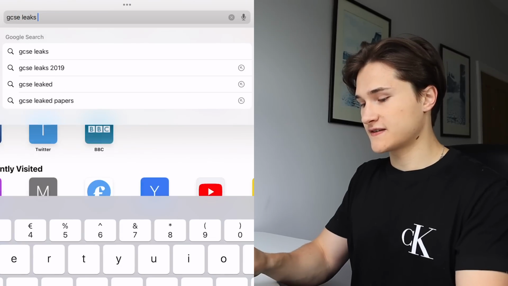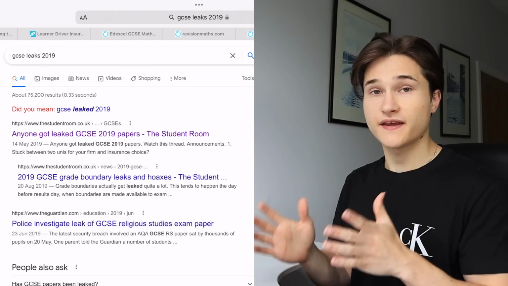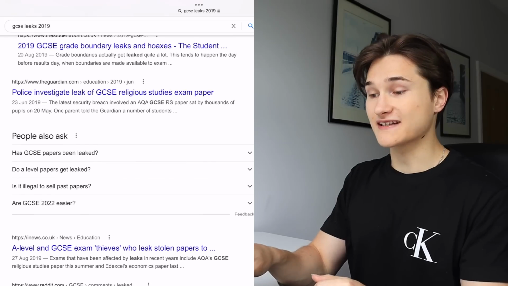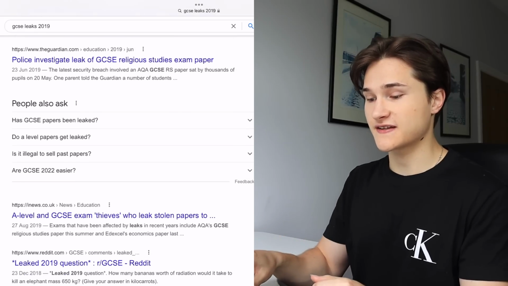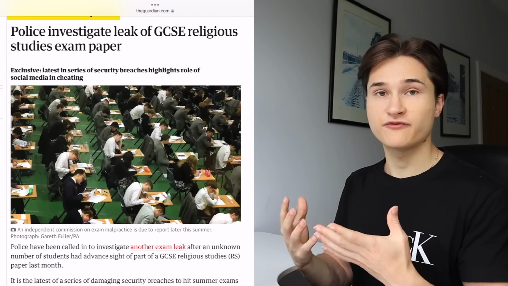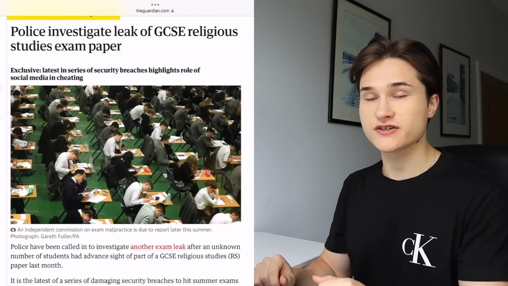Also, there is no need to search up the years 2020 and 2021 because, as you know, GCSEs and A-levels were cancelled due to COVID back then. So let's begin our search with 2019. Let's just type in GCSE leaks 2019. And there we go. The first page shows that there were at least people wondering about potential leaks that year. Here, for example, the Guardian article suggests that there were leaks of the GCSE religious studies exam.